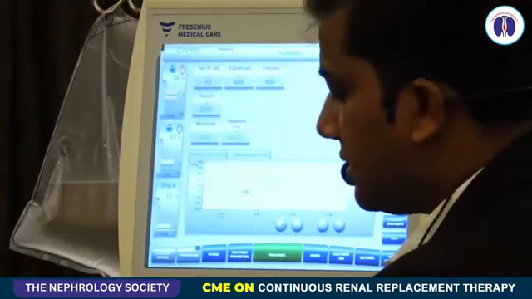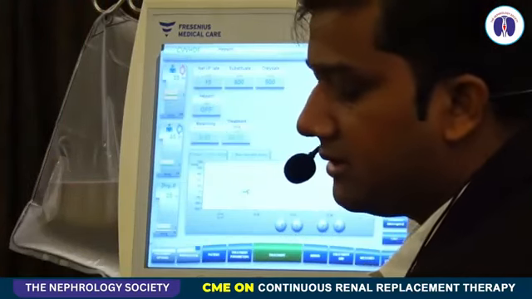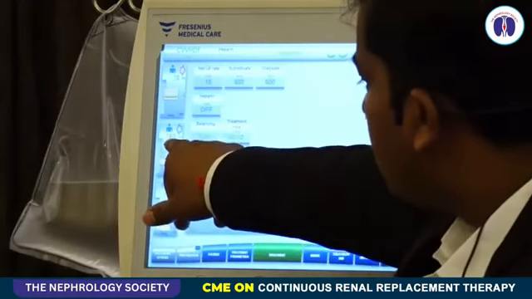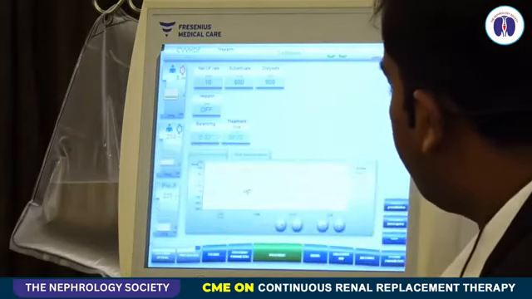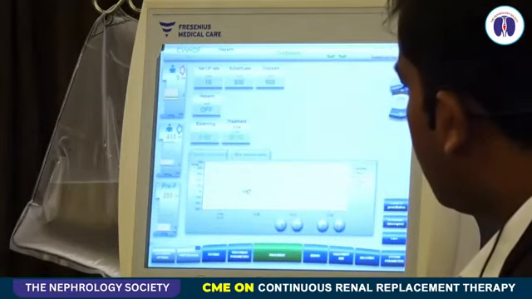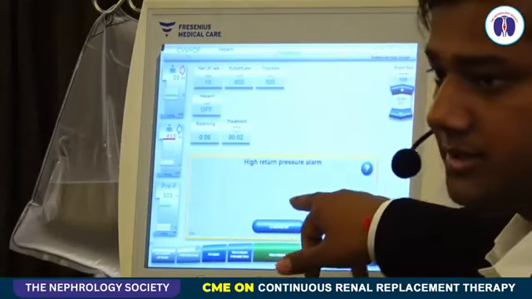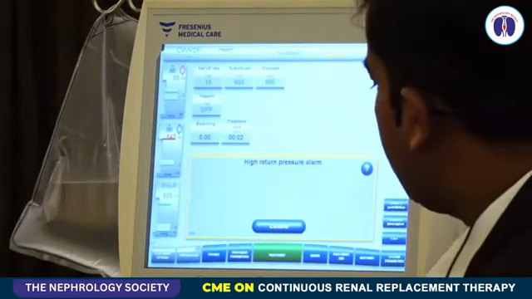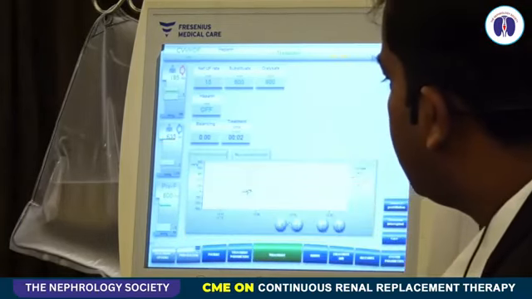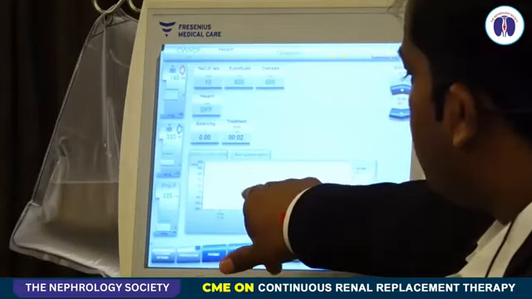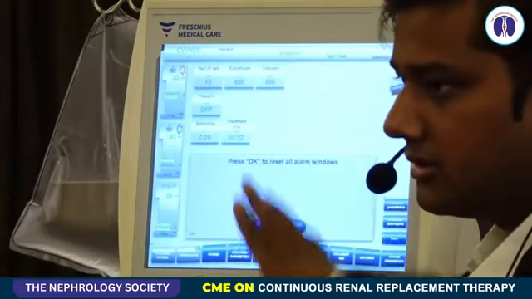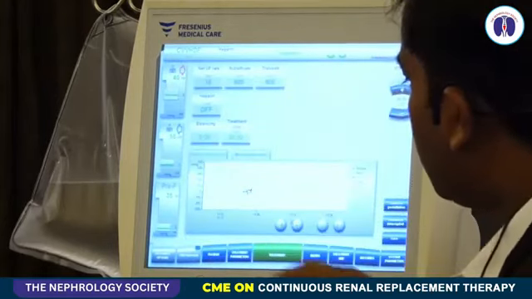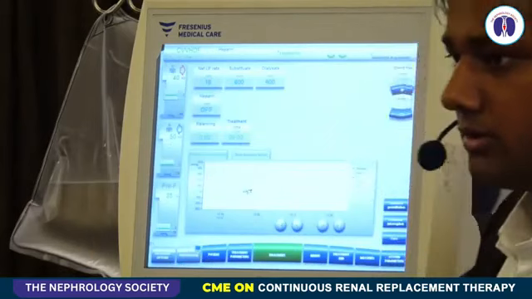So let me show you how it comes. This is the venous pressure. Let me clamp it. You will see this will come up, the venous pressure is coming up, and the high return pressure alarm. Once I release this or rectify it, you can see the spikes in the graph. The pressure is rising and spikes will be there. So this is the return pressure or the venous pressure.